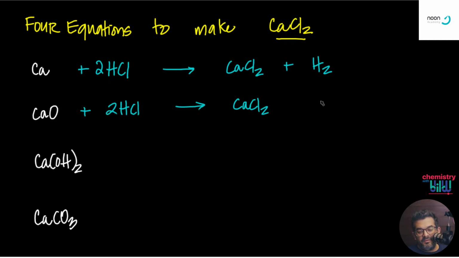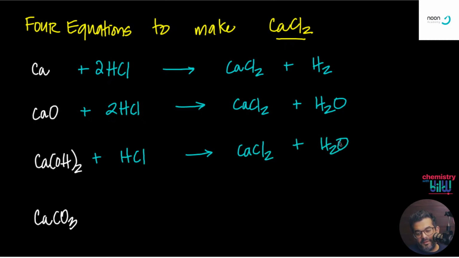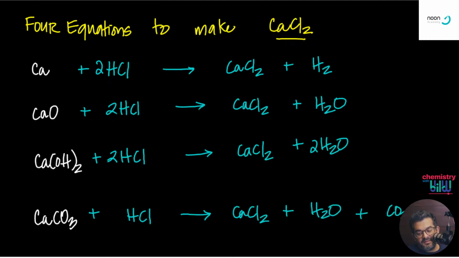2 there to make, with this, it makes CaCl2 and water. You still need 2 HCl here, but now it'll make 2 moles of water. And the last one will also need HCl. It'll also make CaCl2 and H2O, but in this case also CO2.